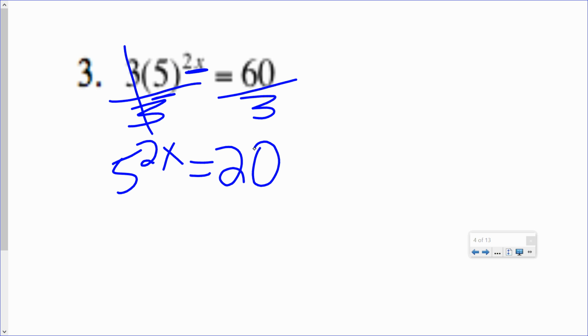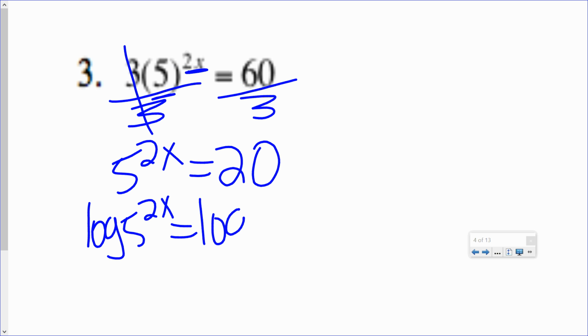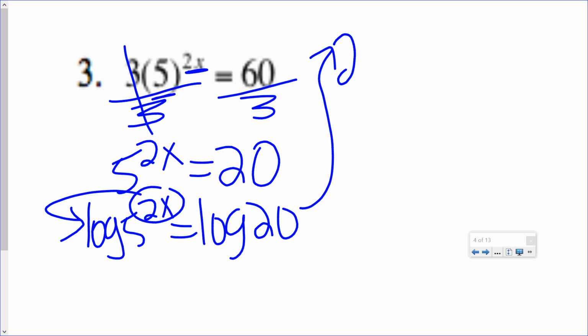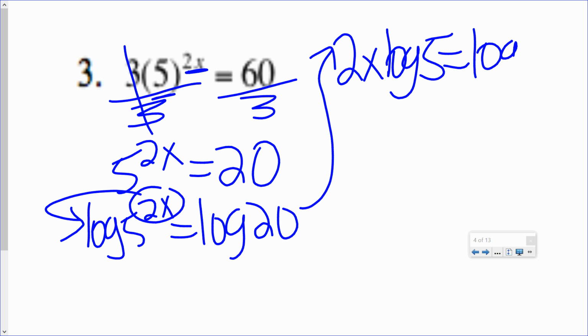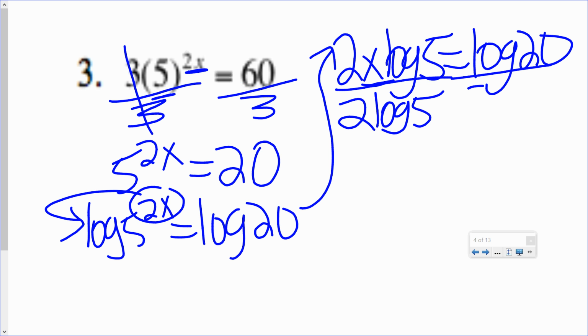Now that I'm isolated, I take the log of both sides. So I'm going to write log in front of each of them. And the whole reason I do that is to bring the exponent in front. So it's going to become 2x log 5 equals log 20. From here, I'm one step from the end. I want x, so I'm dividing away the 2 and the log 5.